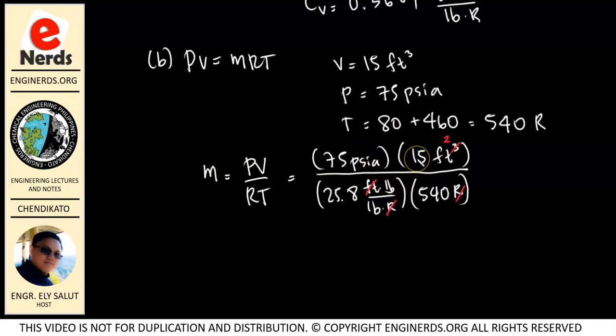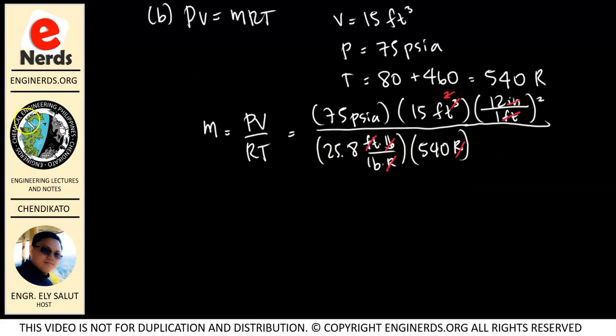So that means we need to convert that. For every 12 inches, we have 1 foot, and we will be squaring that. As you can see, this will be in square foot, so this will be cancelled. Our inches will be cancelled out from psia, and this will be cancelled out from psia as well. So what is left in our units is pounds.